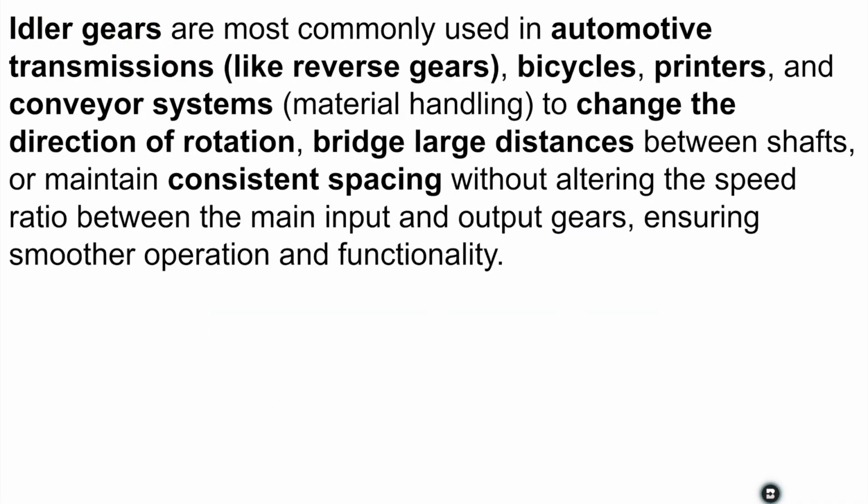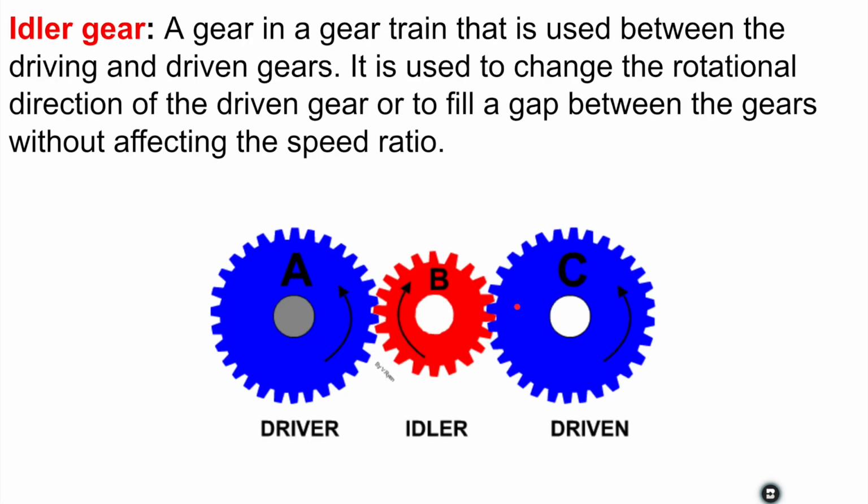Idler gears are most commonly used in automotive transmission, like reverse gears, bicycles, printers, conveyor systems, and they change the direction of rotation, bridge large distances between shafts, and maintain consistent spacing without altering the speed ratio between the main input and output gears, ensuring that there is a smooth operation and functionality. That's the other thing I neglected to mention here. As A turns, B is going to turn a little bit faster, but it's going to turn C at the same rate as A. So A and C will be traveling at the same rate. B will be traveling faster.